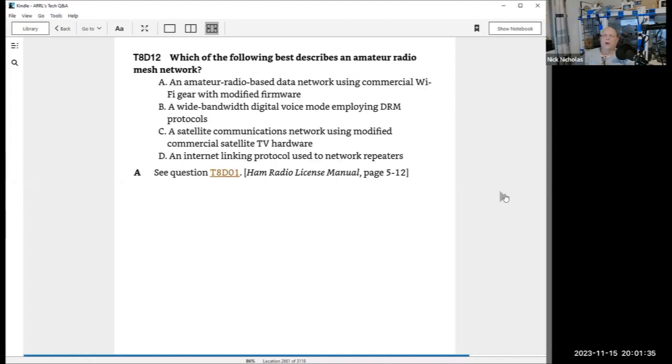Which of the following best describes an amateur radio mesh network? Mesh network is a radio-based data network using commercial Wi-Fi gear and some modified software, well, actually firmware and software, to build our own amateur radio Wi-Fi system that covers a larger area. So we can use Wi-Fi gear to make a giant Wi-Fi system for amateur to amateur communications. It's not an internet like system, it's a communication system.